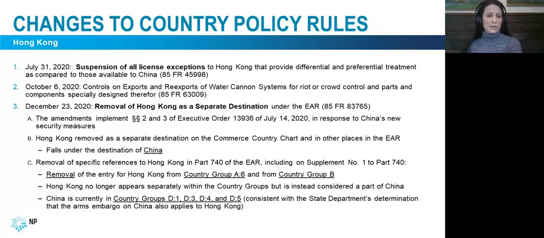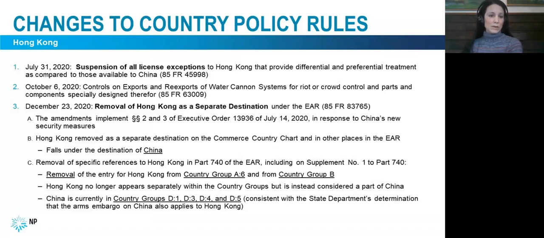So what does that mean? For example, Hong Kong is no longer listed in country group A6. A6 was good. One could use license exception STA for highly controlled items for Hong Kong when that applied. It also is no longer in country group B. Country group B was a nice license exception there. GBS, TSR, no longer available.